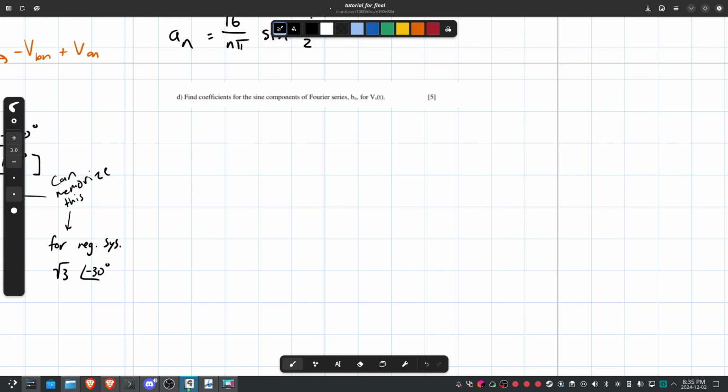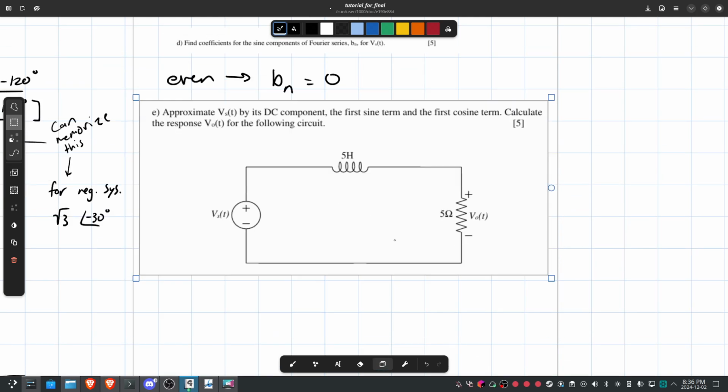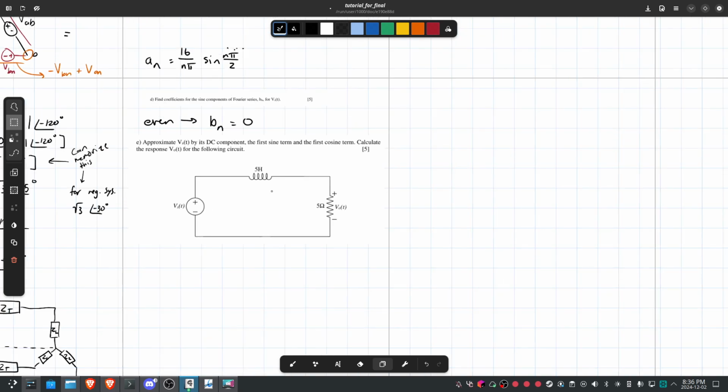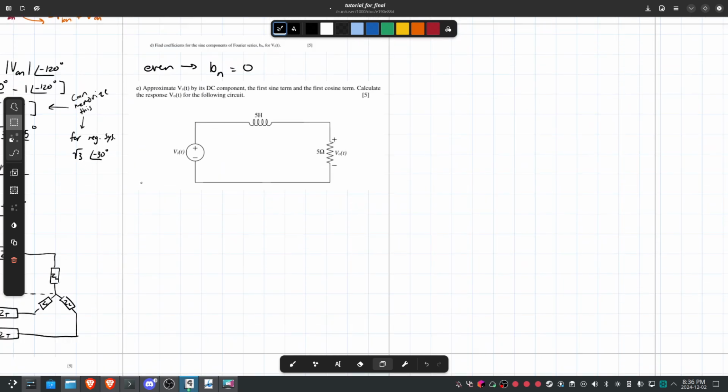D, find the coefficients for the sine terms of the Fourier series, Bn. This is an even function, so Bn is 0. And then finally, approximate Vt by its DC component using the first sine and the first cosine term. Calculate the VO of the responding circuit. Do we have room for this? I'm going to move this down a bit.